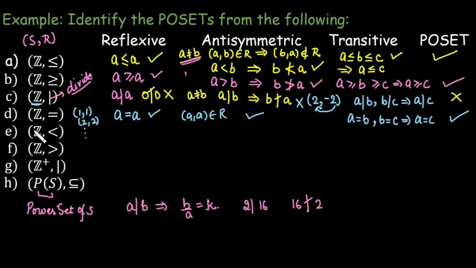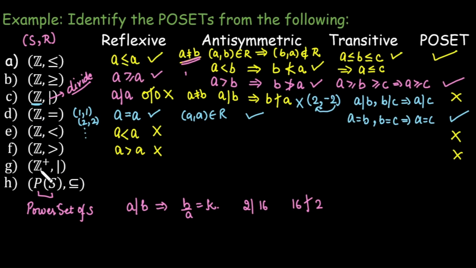For the next case, set of integers with the less than form. Whether this defines a reflexive relation on the set of integers, whether every element is less than itself? No. So as it is not reflexive, we can say that it is not a POSET. What about the next case? Whether this relation is reflexive on the set of integers, whether every integer is greater than itself? No. So it means it is not a POSET. Now what about the G part?